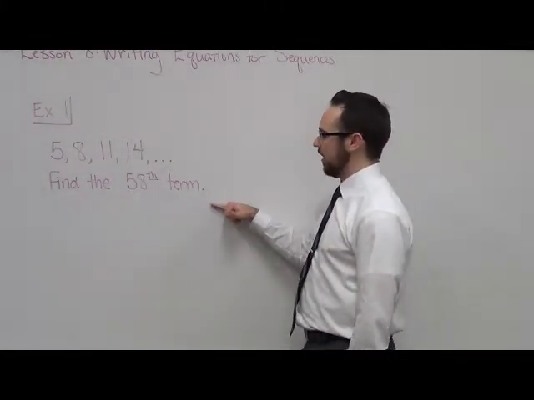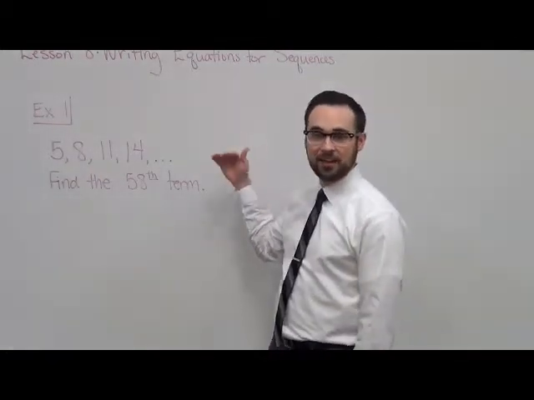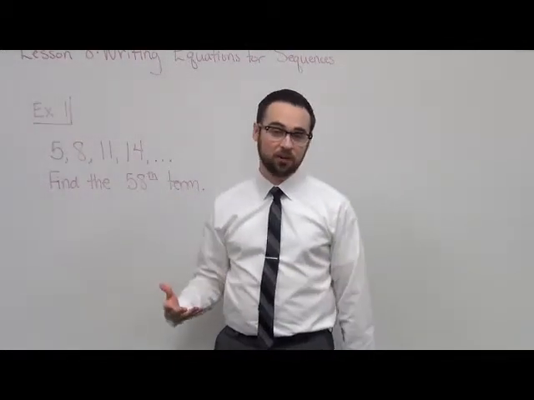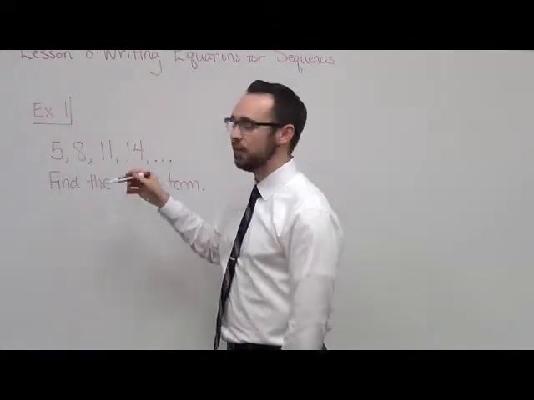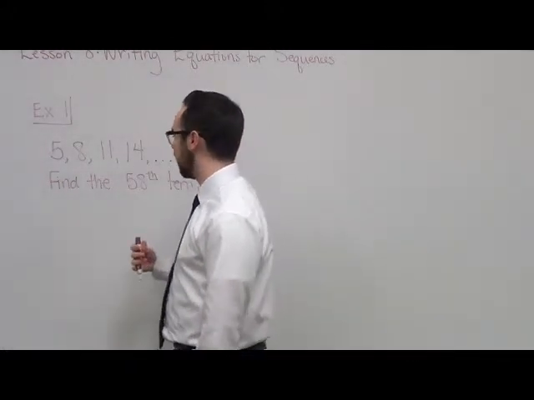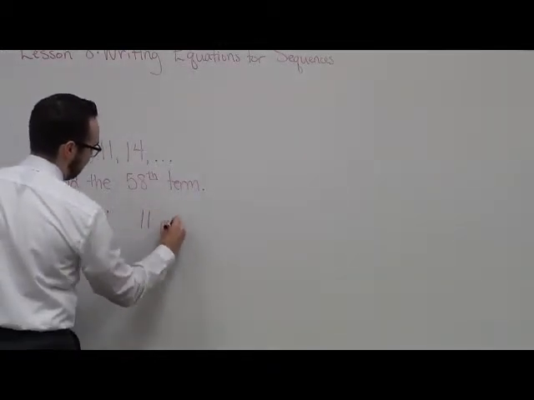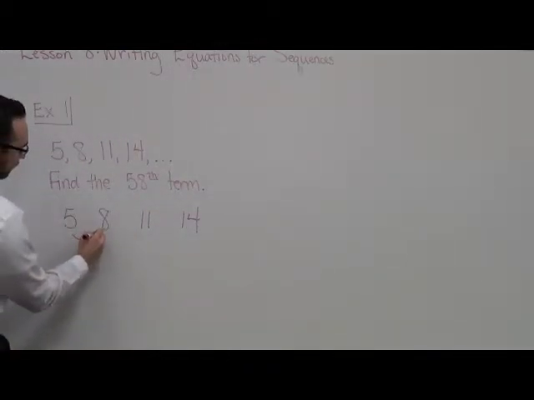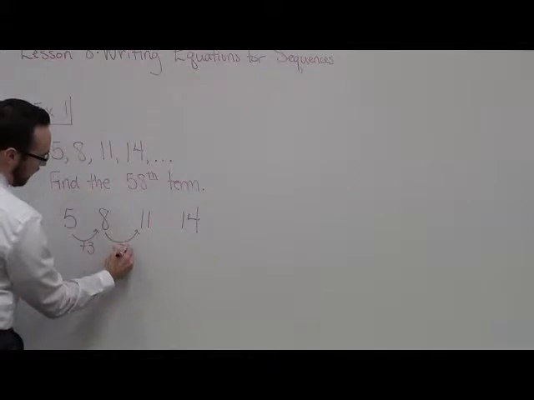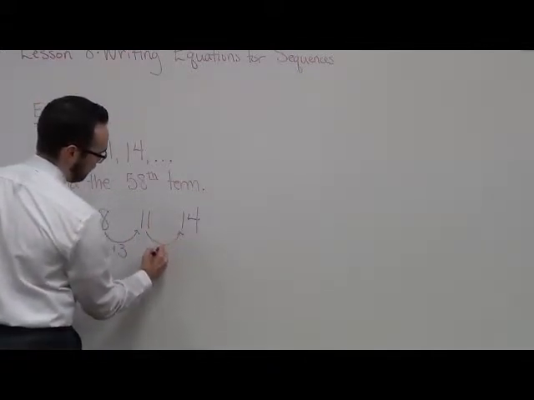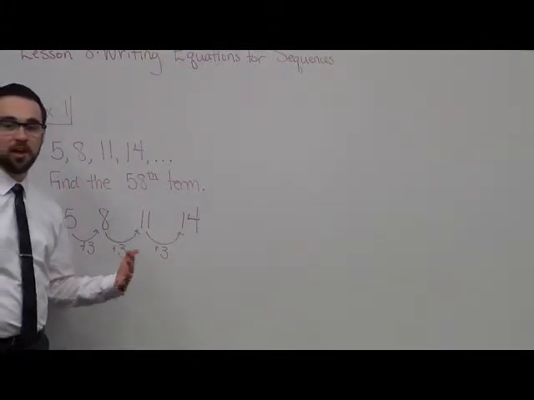Now the question here is really this piece here. Find the 58th term. Well, I don't want to have to keep adding again and again until I hit 58 numbers. That's going to take a really long time. So what we do instead is we take these numbers and figure out first off, what are we adding each time? When I move from 5 to 8 to 11 to 14, what's happening from 5 to 8? Well, I'm adding 3. From 8 to 11, I added 3. From 11 to 14, I'm adding 3.